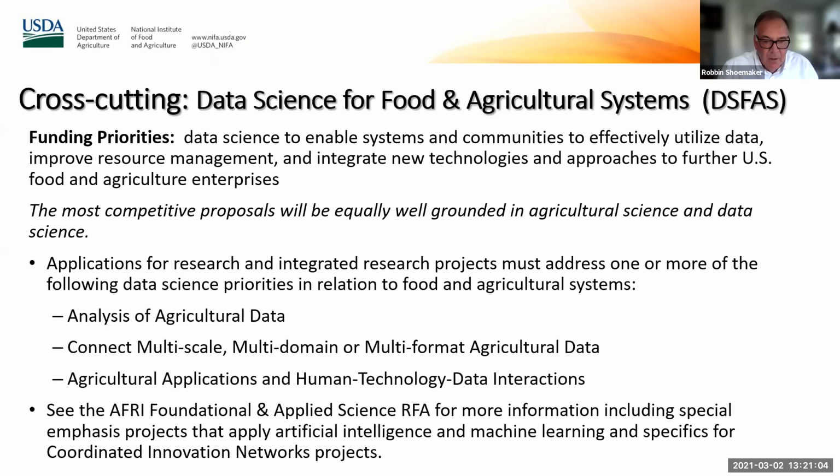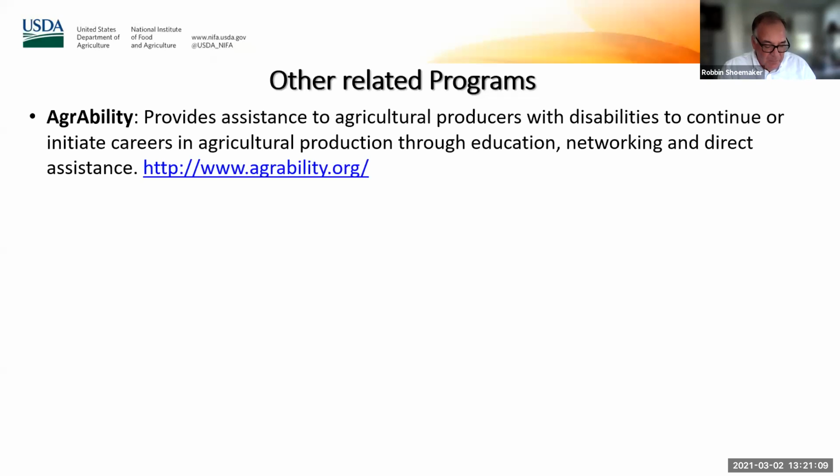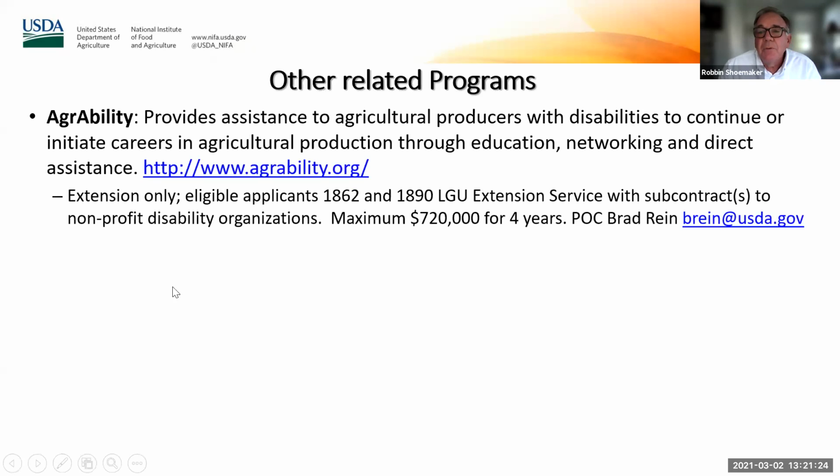That's great. Okay, I'll go on from there. Other related programs, there's the AgriBility program. This is a small program that provides assistance to ag producers with disabilities, and provides education and networks and direct assistance through this. Oh yes, a maximum $600 or $720 per for 4-year projects. Brad Ryan is your guy to talk to about that.